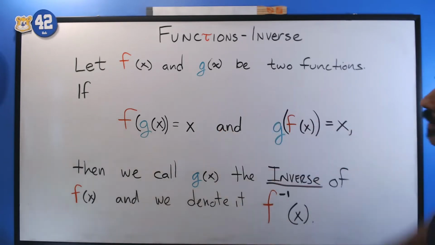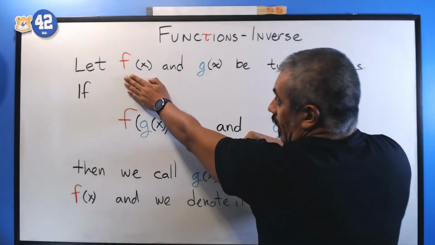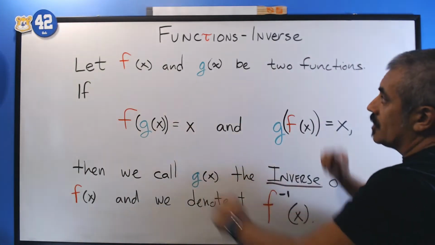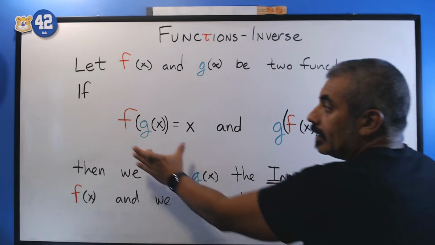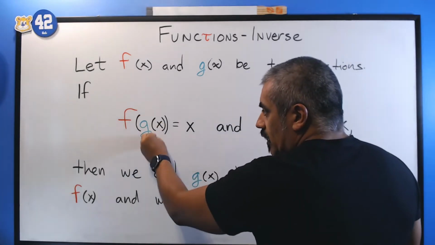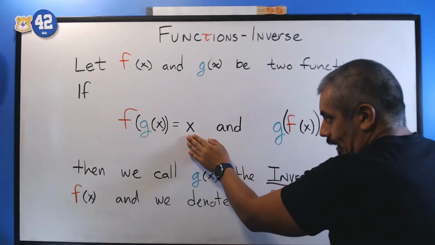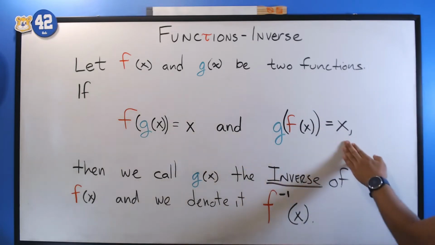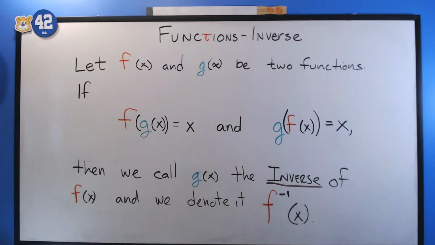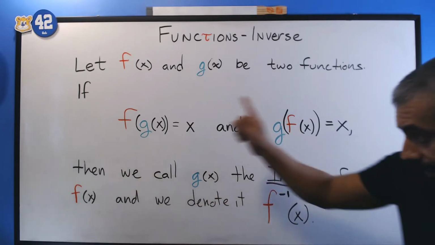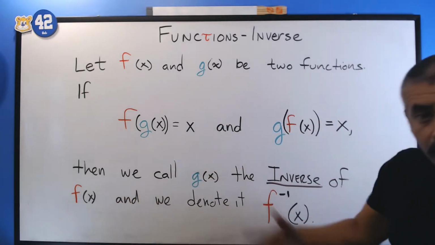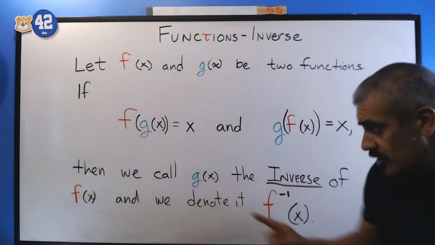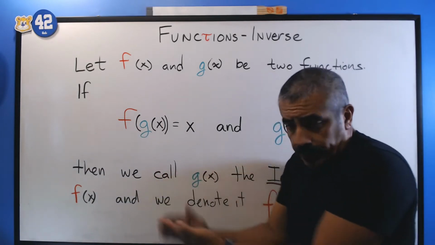So now let's see if we can break it down. f of x and g of x can be any two functions. And if we compose one function with the other and end up getting x, and we do the same thing in reverse and also end up getting x, then we can say that g of x is the inverse of f of x. Or we could also say that f of x is the inverse of g of x. These will be inverses of each other.